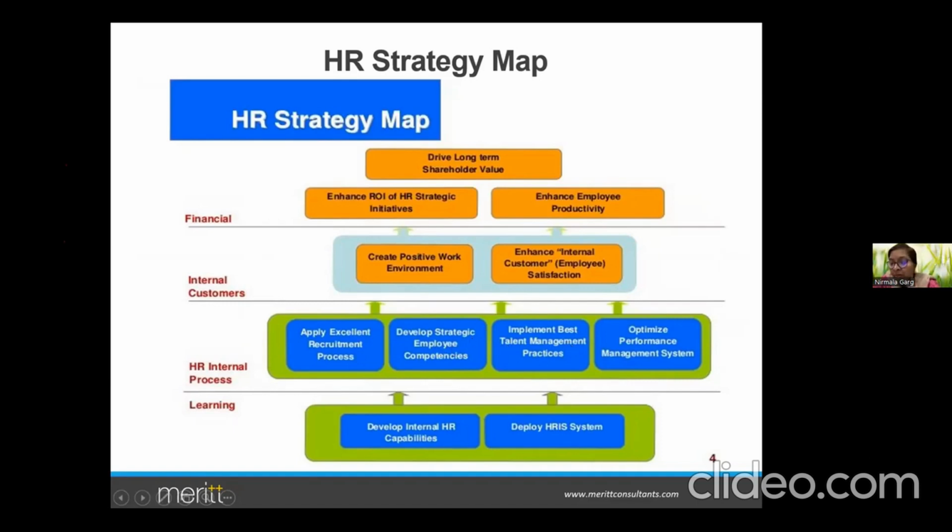Who are your customers? Employees. So how will it impact your customers? Obviously there'll be a good positive work environment, your employee satisfaction will be very, very high. It will become an employee-centric organization. Your internal customer satisfaction will be so high. So when it is high, ultimately they are going to produce better, your productivity is going to go up, and which is going to give you profits, long-term productivity, revenue. You getting me?